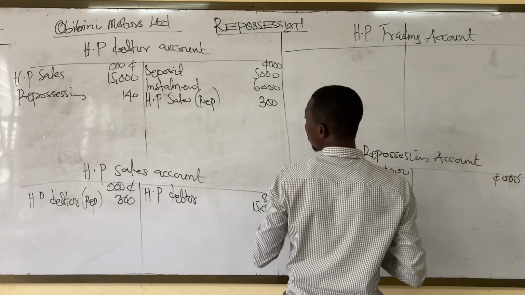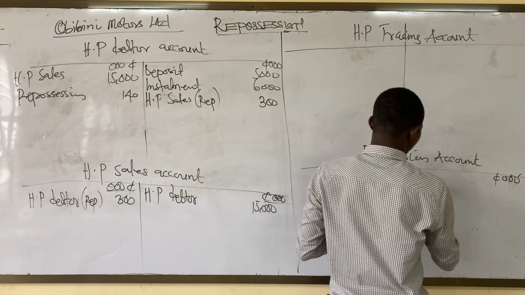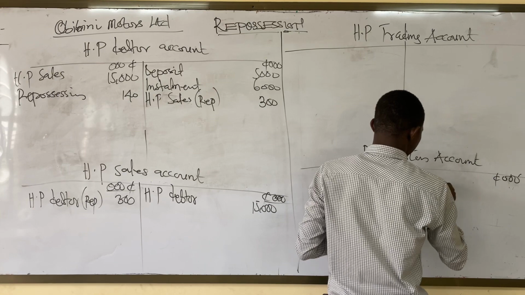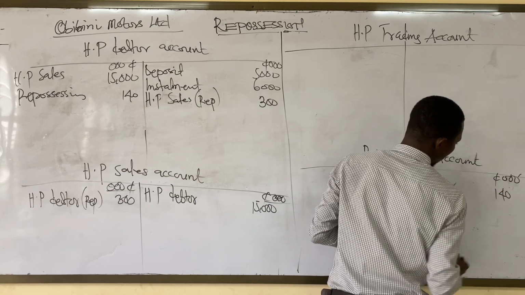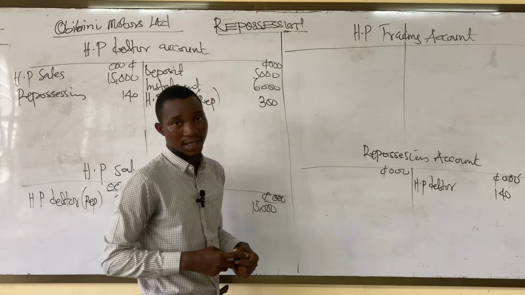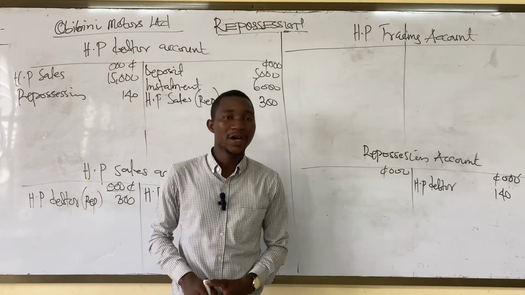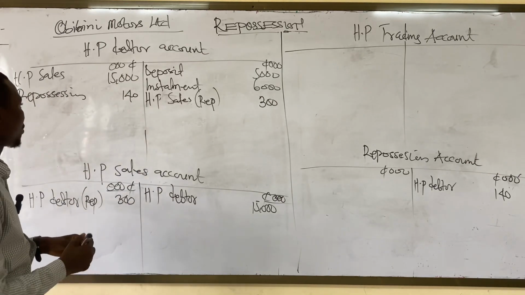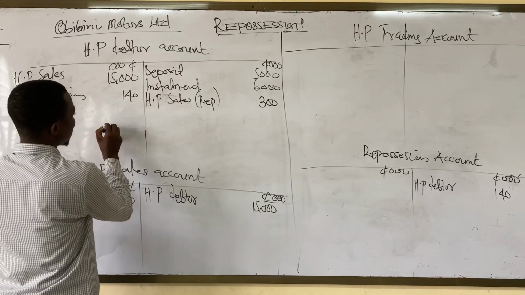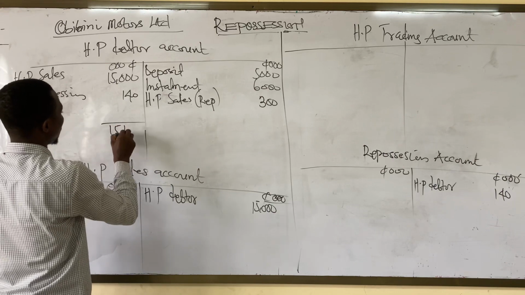All right, so the corresponding entry will be the high purchase debtor, and the amount is 140. Very good. Is this clear? So after passing this entry, we can first of all close these two accounts because we are done with this entry. So to close these two accounts, the total here is 15,140.